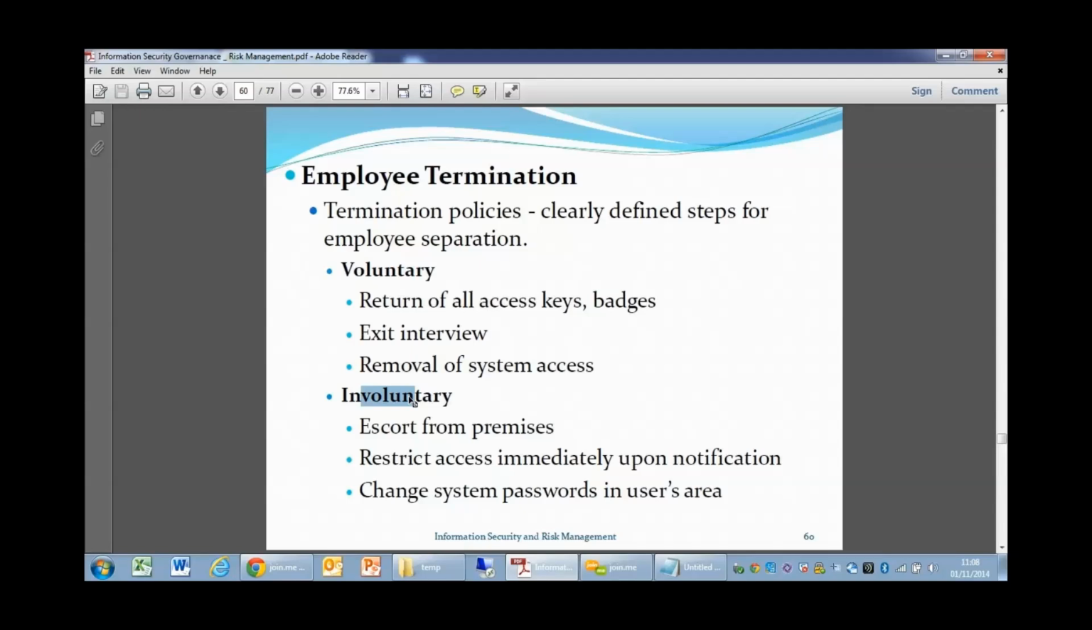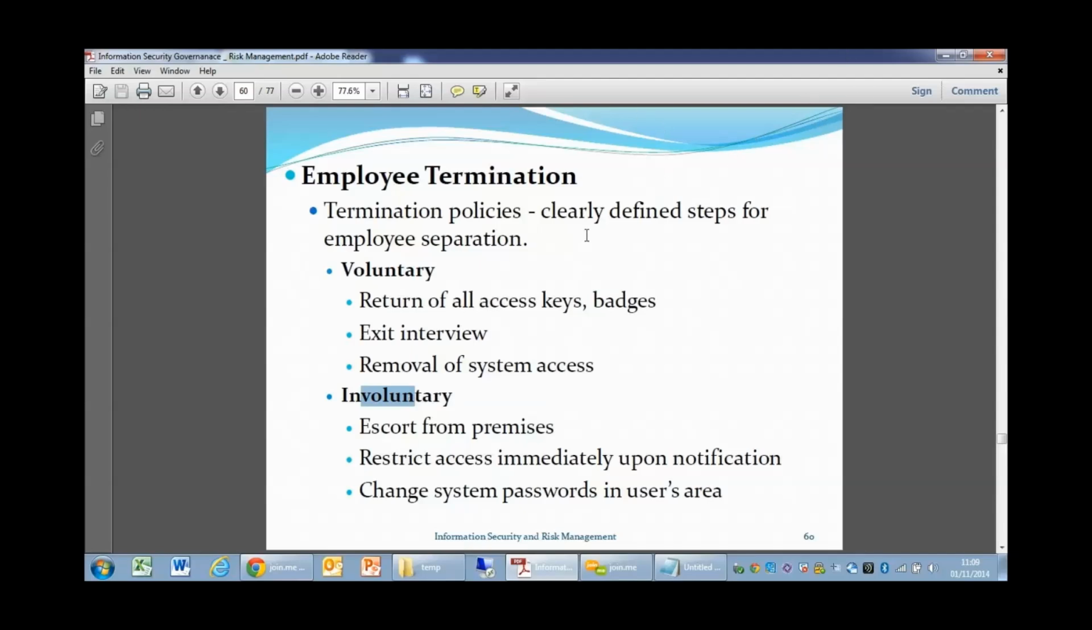So that's where CISSP provides you some more controls considering the risk of an involuntary termination, and that's where you should definitely look for these controls in your own organizations as part of your termination policies from an infosec perspective.